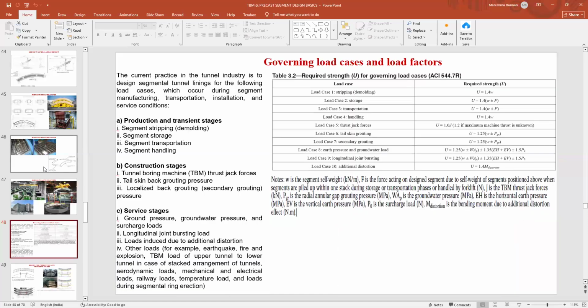One load is the production load, one is the construction stage, one is the service stage. The production means when you are working in the segment precast factory. So here there will be demolding, storage, transportation, and handling. Construction means when the segment is being installed by the TBM. At that time the segment will experience the drag forces. Then the segment will get a grouting pressure, then a secondary grouting pressure. After all these stages, then comes the structural loads.